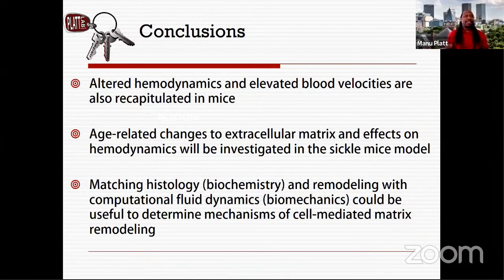To close it all up, the altered hemodynamics and elevated blood velocities have been recapitulated in mice in our early studies. We are seeing age-related changes to the ECM and the effects on hemodynamics. We published the age-related changes recently, but now the hemodynamics will be investigated in our mouse. Again, the hope is we can match the histology, which is the biochemistry, with the remodeling and the CFD, which is the biomechanics, to really get at the mechanisms of cell-mediated matrix remodeling and identify other targets that will hopefully translate into patients.